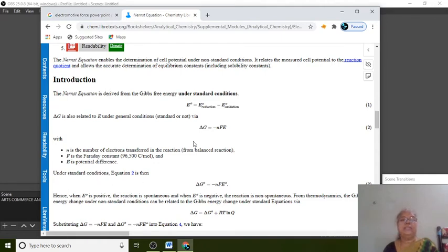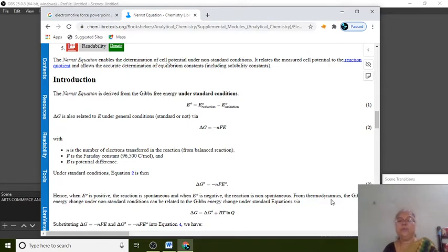Then under the standard conditions, we can write this equation as delta G0 equals minus NF into E0. Here when E0 is positive, the reaction is spontaneous, and when E0 is negative, the reaction is non-spontaneous. That means when the EMF of the cell is positive, the reaction is spontaneous, and when the cell EMF is negative, then the cell reaction is non-spontaneous.